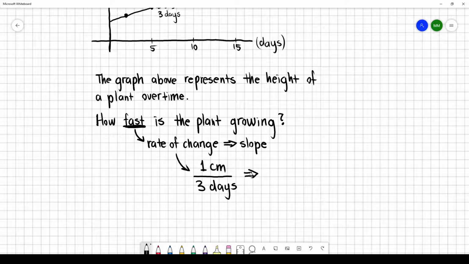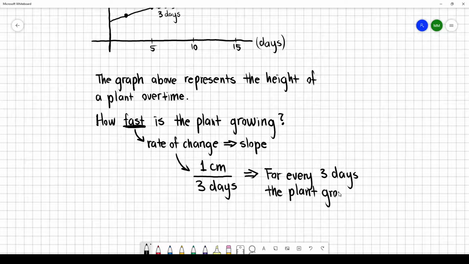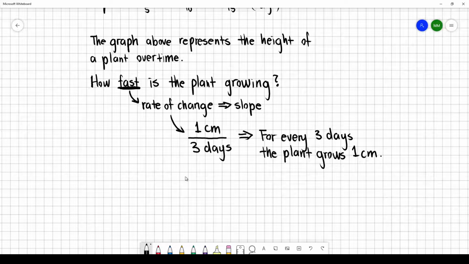So that's the importance of the unit. It tells you what it represents. So for every 3 days, the plant grows 1 centimeter. Or you can technically divide this, like actually divide it.